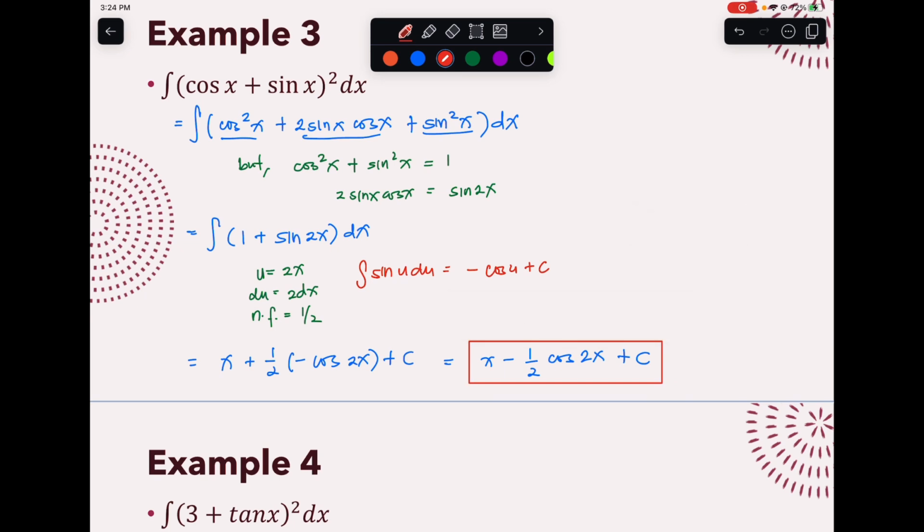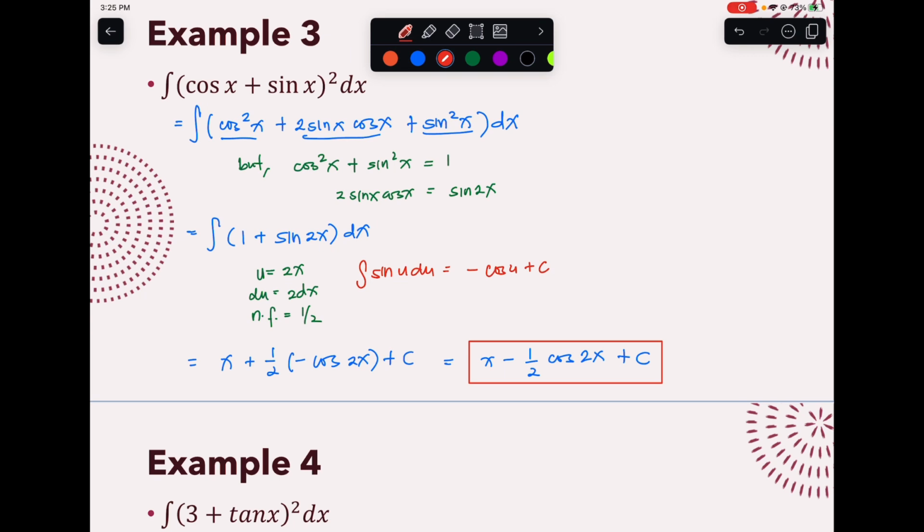So identities were used first. We need to expand the given integrand first, and then once we can see some identities there, we simplify it. In this case, we used the Pythagorean identity for sine and cosine, as well as the double angle identity for sine. Doing that, we have transformed the integrand to its equivalent integrand of 1 plus sine 2x.